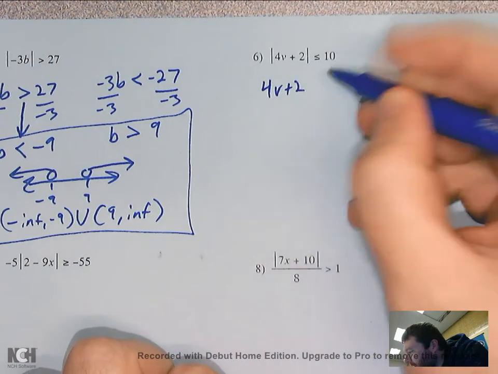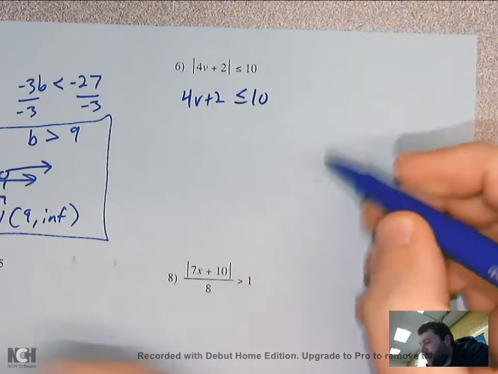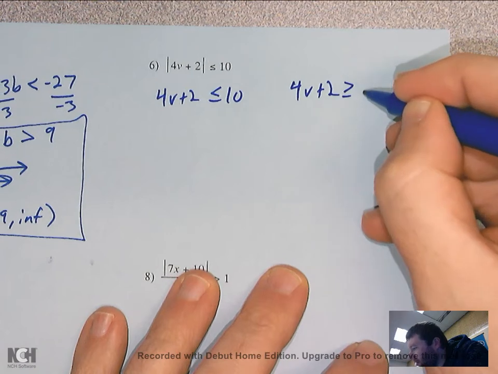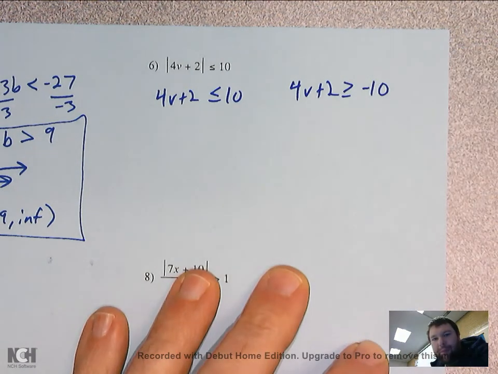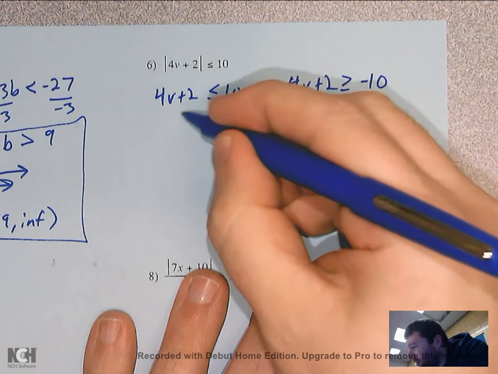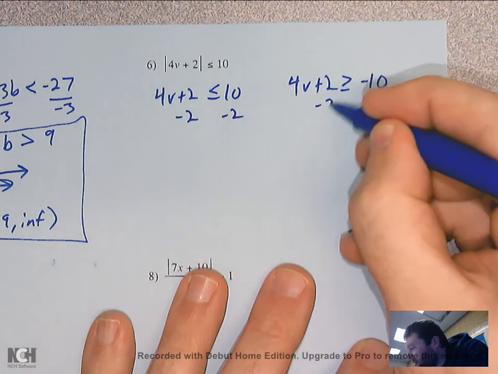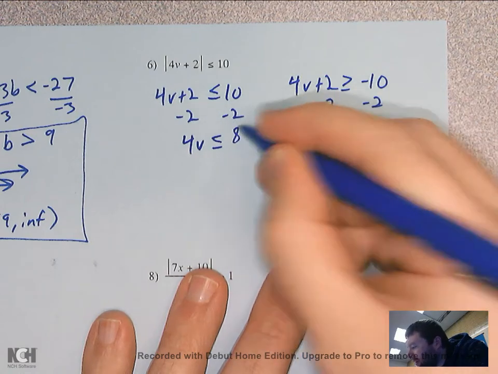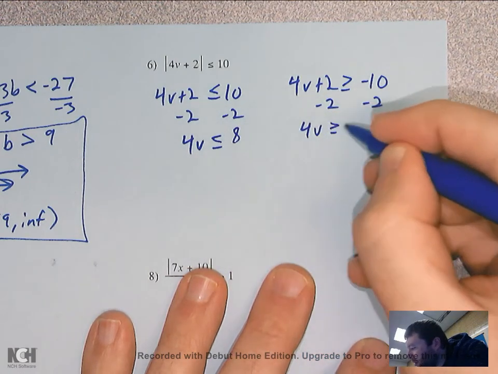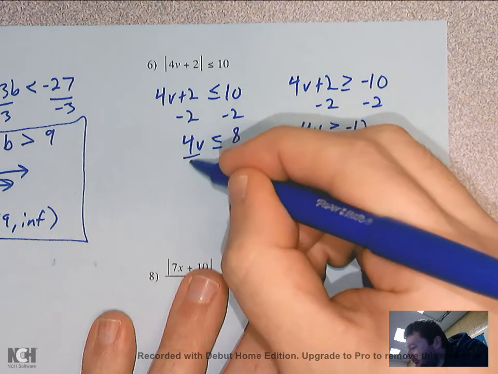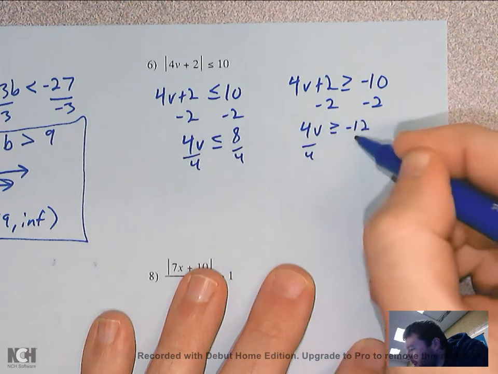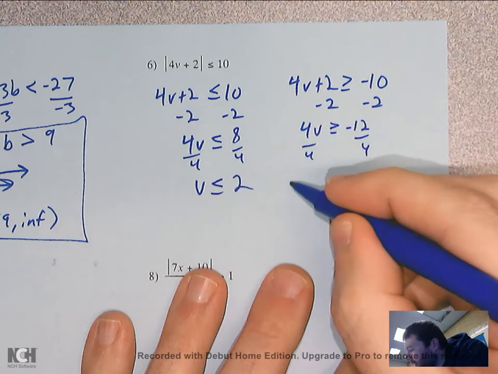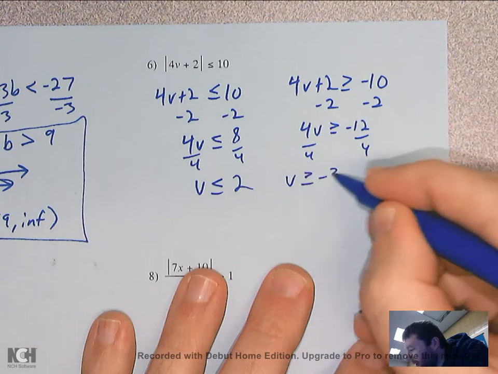This one, the absolute value is all by itself, so we're going to split it. 4v plus 2 is less than or equal to 10, and 4v plus 2 is greater than or equal to negative 10. Okay, so we're going to minus 2 on each side. 4v is less than or equal to 8, and 4v is going to be greater than or equal to negative 12. Then you divide by 4, and v is going to be less than or equal to positive 2, and v is going to be greater than or equal to negative 3.